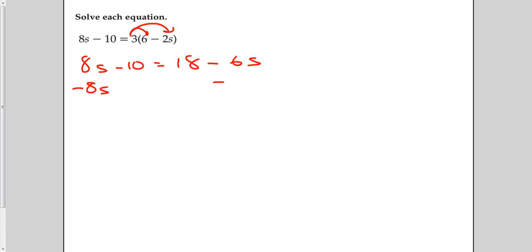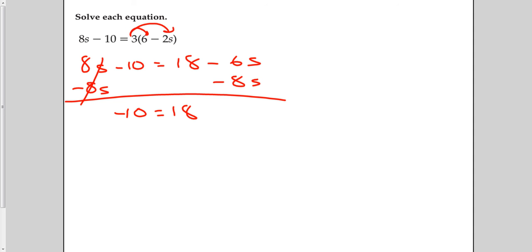So I'm going to subtract 8s on both sides. That's the additive inverse. I get minus 10. Remember, the sign goes with the number behind it. I get minus 10 and 18 equals 18, and then a negative 6s and a negative 8s. When I put them together, it is a negative 14s.